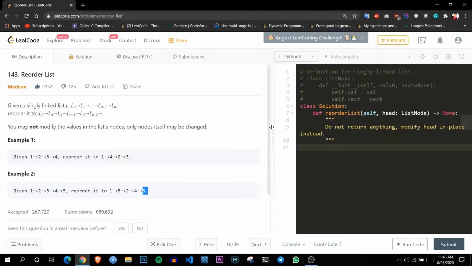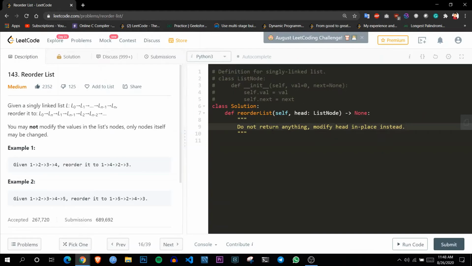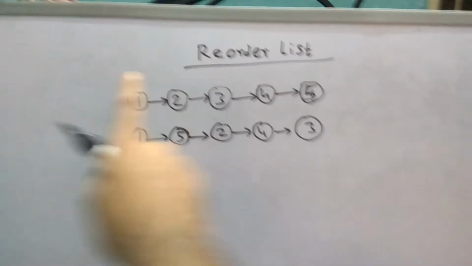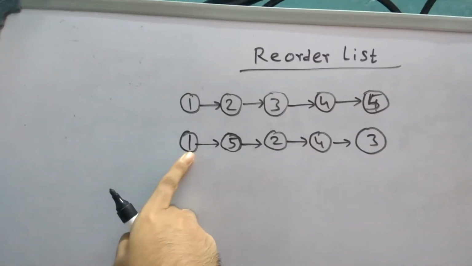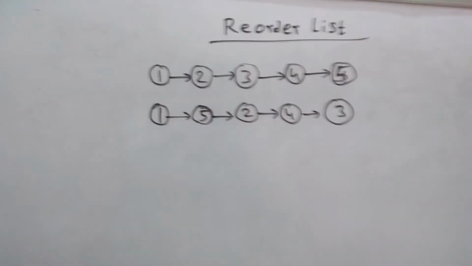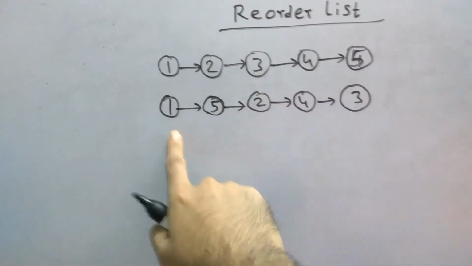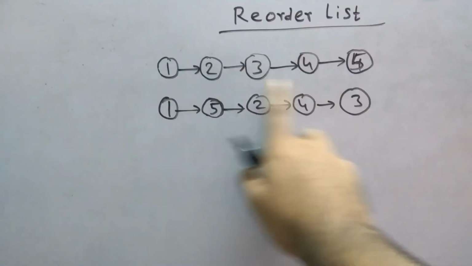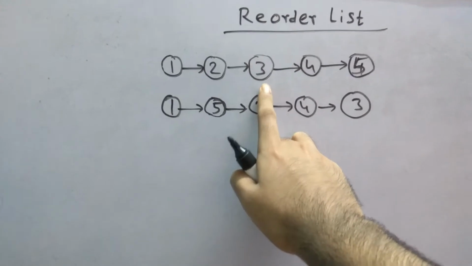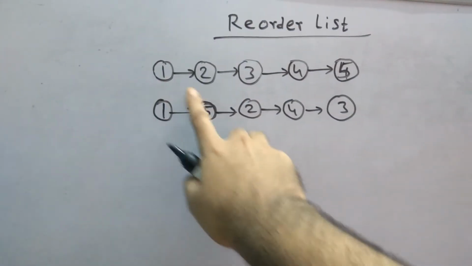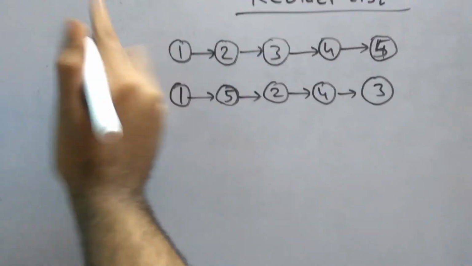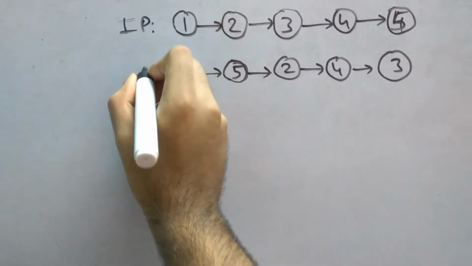In the function description we can see, do not return anything, we just have to do it in place by changing the pointers. So now let's go to the whiteboard and see how we can do this. We will be given a linked list like this one, and we have to convert it to a linked list like this one. Here we can clearly see again that the first node is connected to the last node, then the second with the second last, and the third is in the middle. So we have to reorder the input list as this output list.